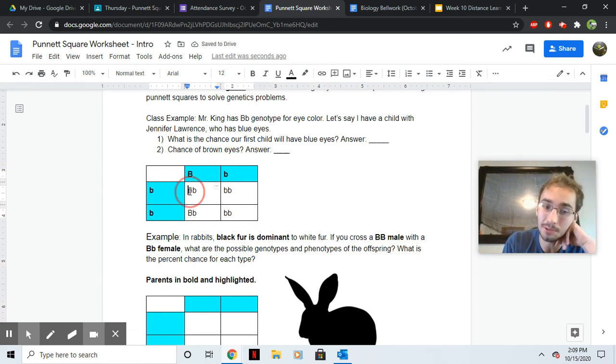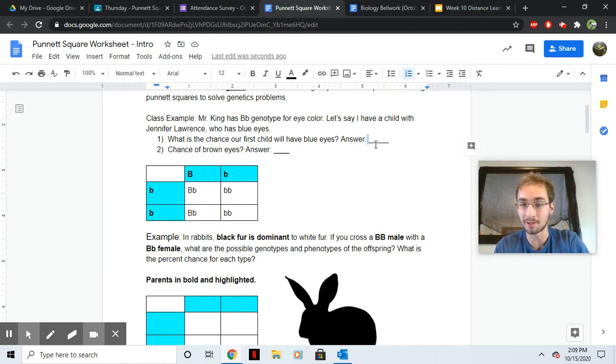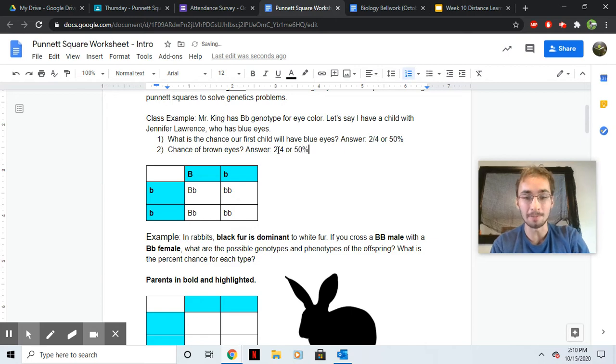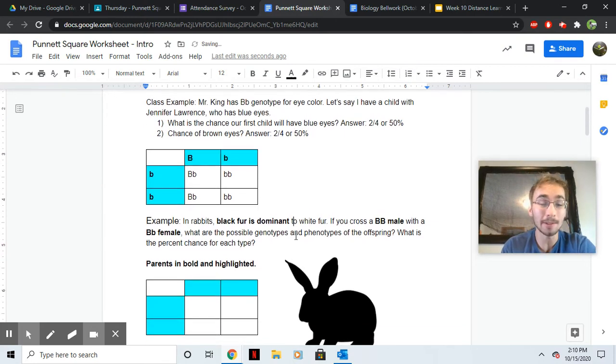Okay, so this is your Punnett square. You may notice that to have brown eyes, you need a capital B. So 2 out of 4 of the kids will have brown eyes, which means the chance our first child will have brown eyes is 50%. And then 2 out of the 4 have 2 little b's, so that's 2 out of 4, or 50%. So that's how you do it. That's how you can tell what your kids will look like.